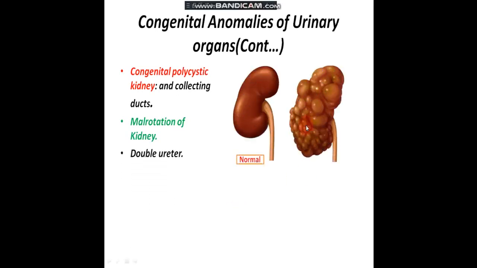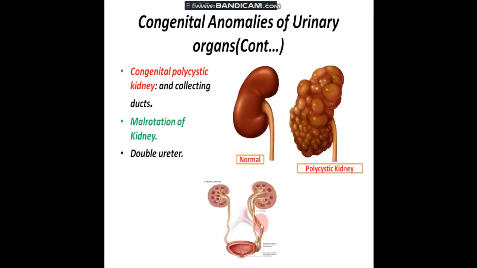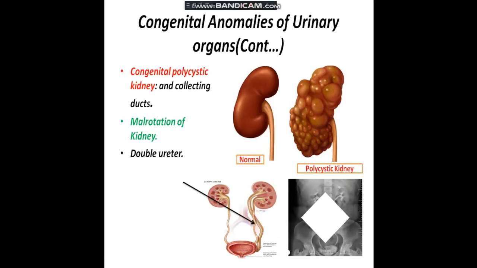Here we can see a normal kidney. The next one is a kidney whose surface is studded with cysts. They are known as the renal cysts. So this is the congenital polycystic kidney. Here we can see we have a double ureter, and the IVP, or intravenous pyelogram, can show the double ureter. We can see here the double ureter draining into the urinary bladder.